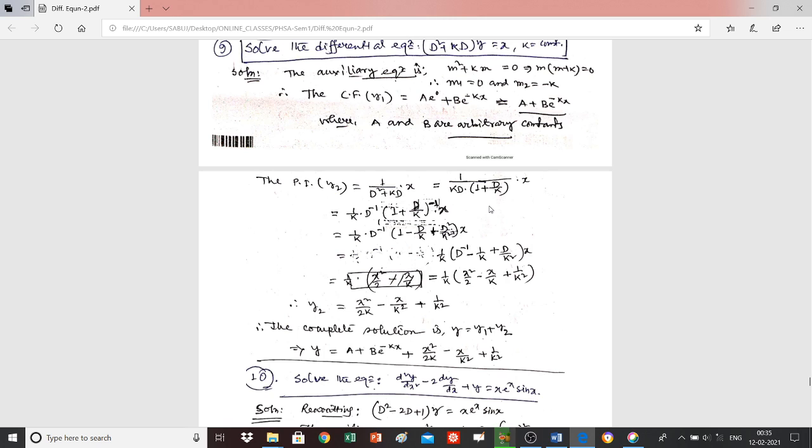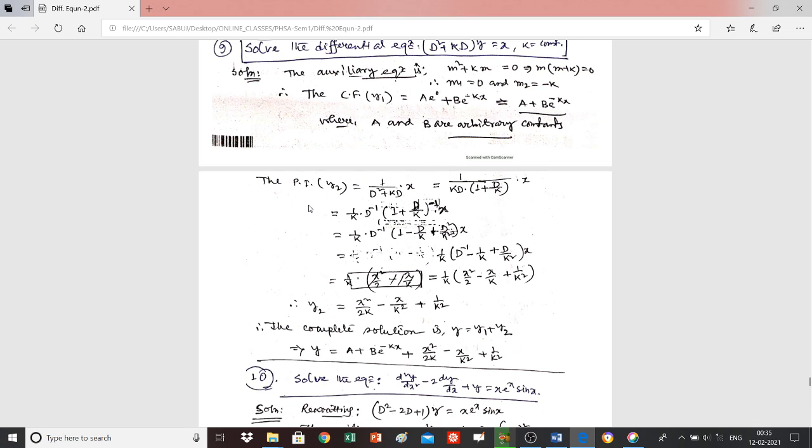Here the auxiliary equation of this will be m squared plus km is equal to 0. From here, m has two values: one is 0 and another is minus k. So the complementary function is a e to the power 0 plus b e to the power minus kx. That means a plus b e to the power minus kx.